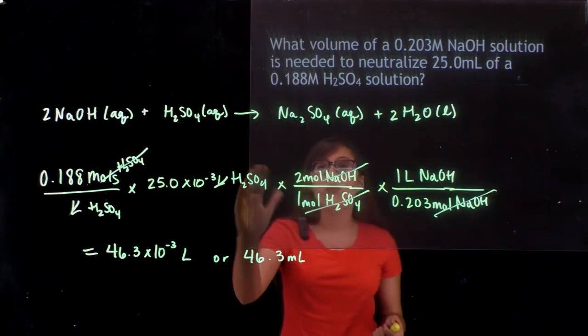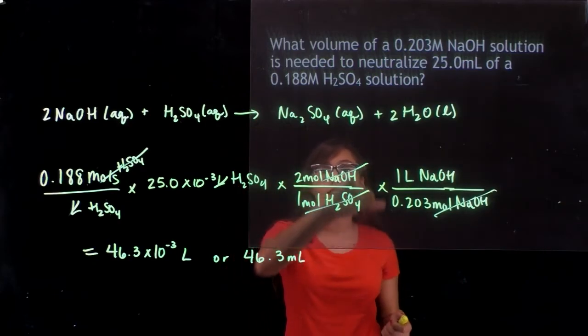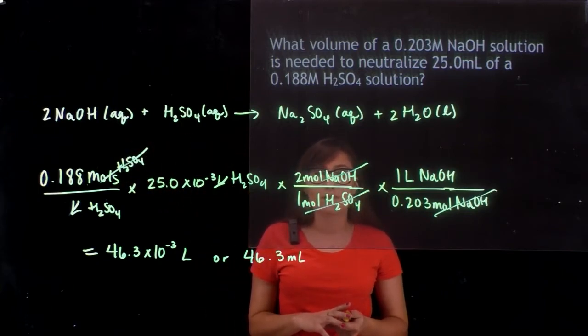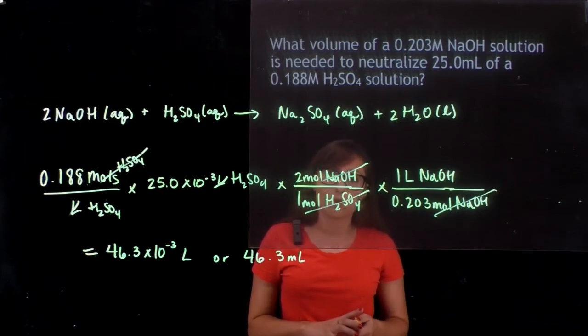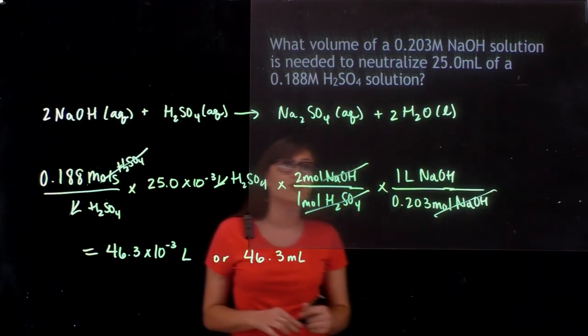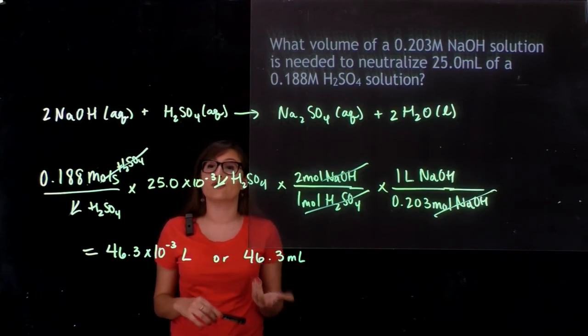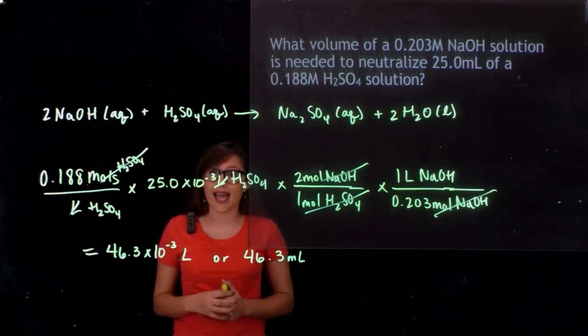Well, once we have that, we then convert it from sulfuric acid to sodium hydroxide by using the 2-to-1 ratio. Once we have moles of sodium hydroxide, we then multiply by the reciprocal of the concentration of our sodium hydroxide solution. And we were able to calculate the volume required to neutralize this amount of acid.